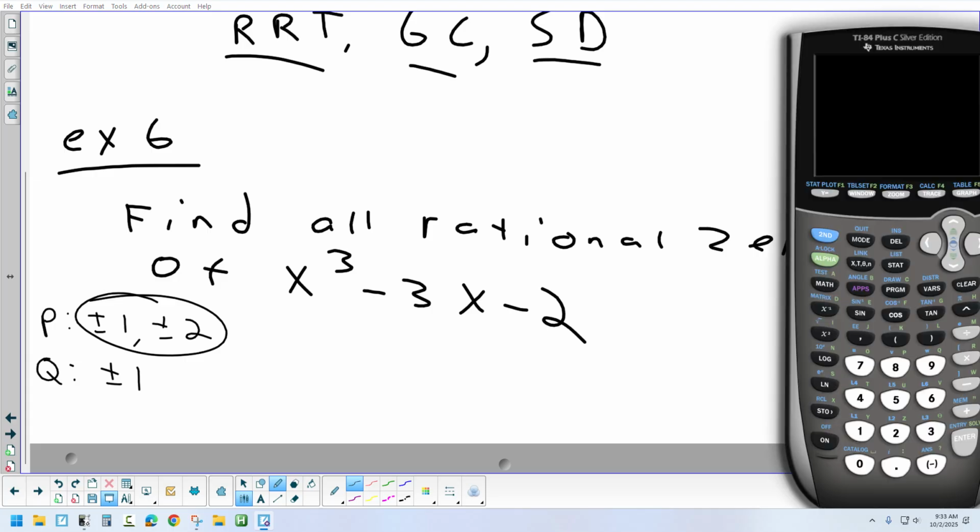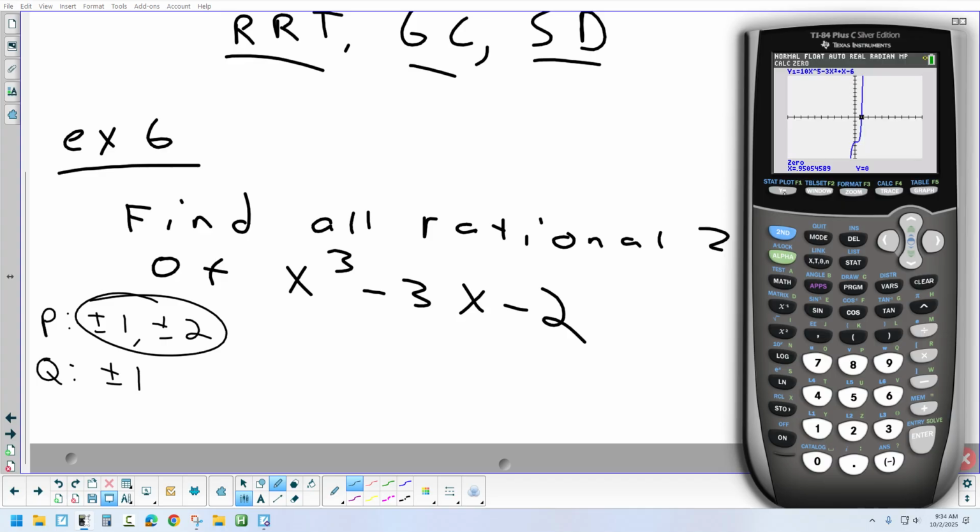So we're going to graph that. And we're going to hope that it crosses the axis near 1, -1, 2, or -2. If it doesn't, then we're stuck. We're not going to be able to do anything. But let's see if any of those look reasonable. If more than one looks reasonable, then pick one and do synthetic division.